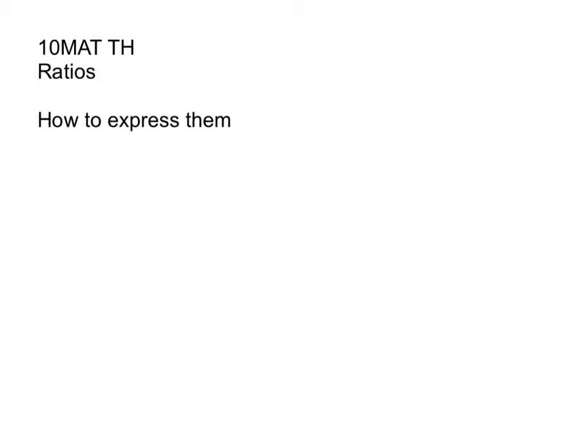A ratio compares the amounts of two quantities, and we write them like this. So that ratio we would read as 2 parts of something to 8 parts of something else. Now when we write ratios, the things in the 2 parts, or sometimes 3 parts, need to be the same unit.